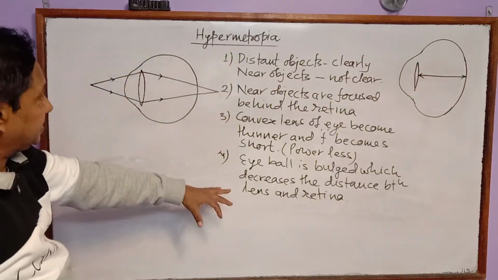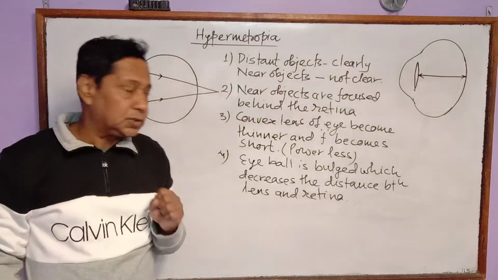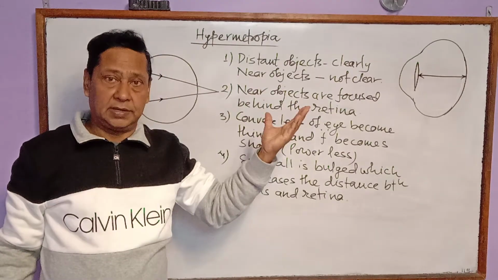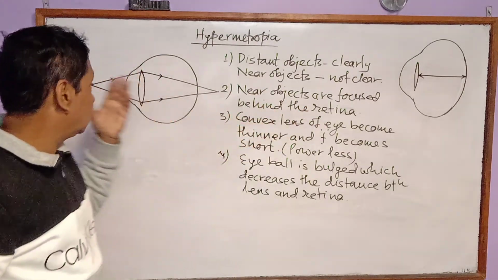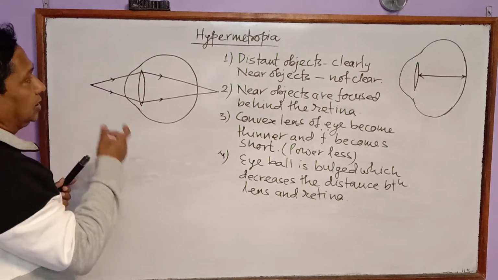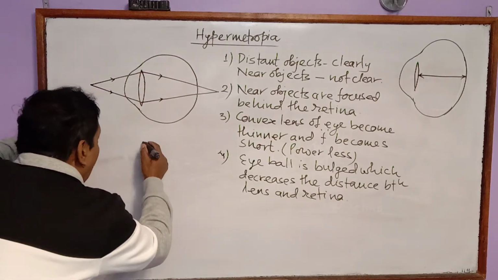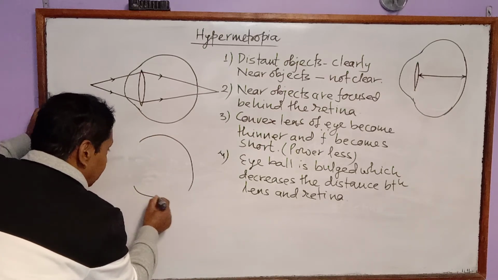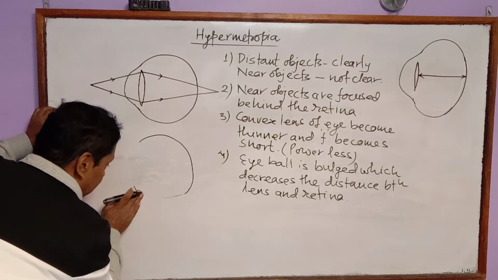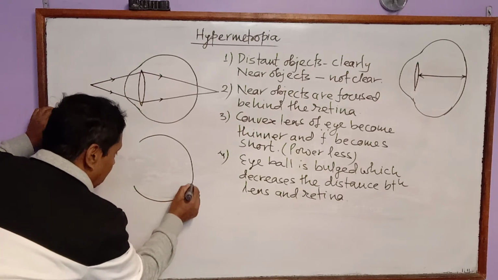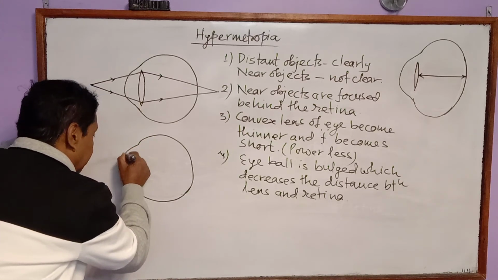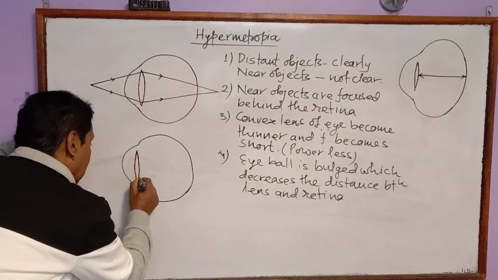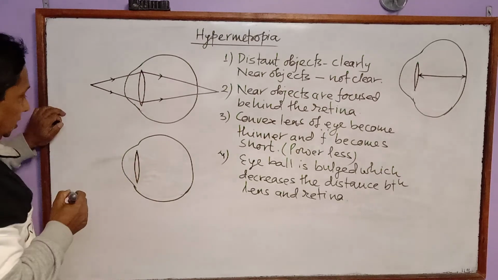These are the characteristics. Now the question comes, how do we remove this defect? The remedy of this defect. This defect can be removed by using a convex lens. Now we can show it with a diagram also. Look, this is the eyeball and this is the convex lens of the eye, which is thinner than normal.